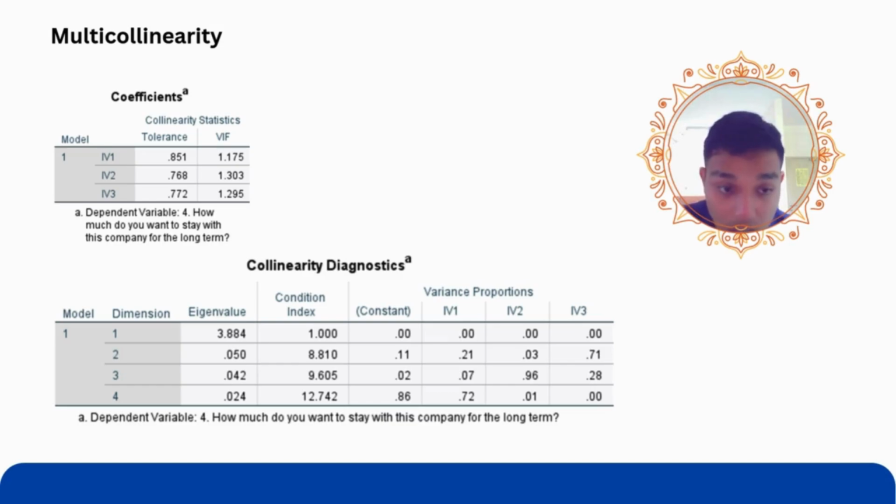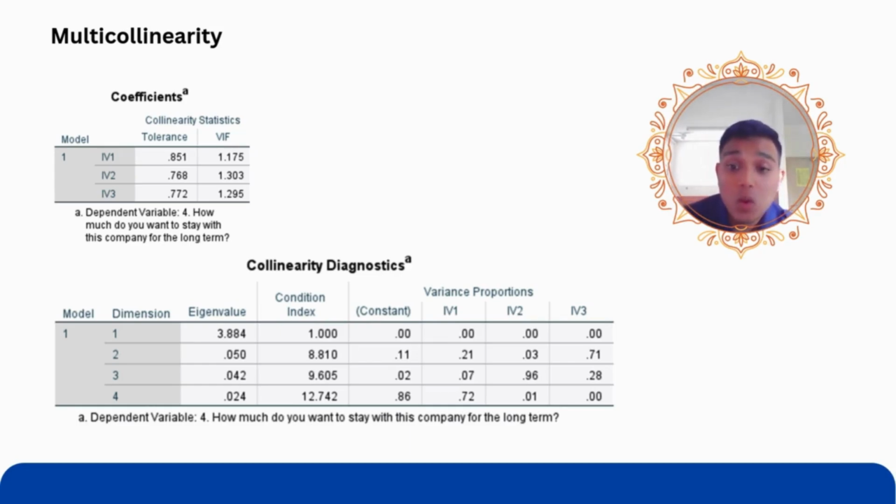The last is IV3, organization commitment. For tolerance, it is 0.772, greater than 0.1. For VIF, it is 1.295, less than 10. For conclusion, no multicollinearity for IV3.